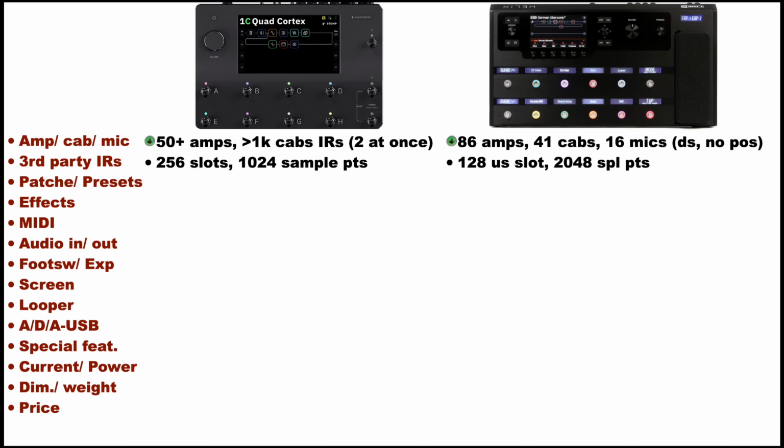The Quad Cortex loads IRs up to 1024 sample points, and the Helix up to 2048 sample points. So technically the Helix should offer the possibility to load higher quality IRs, and the Quad Cortex offers the possibility to load more IRs. So once more I will give a thumbs up to both of them.